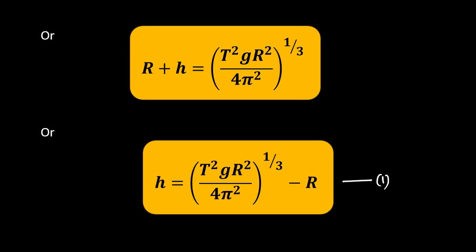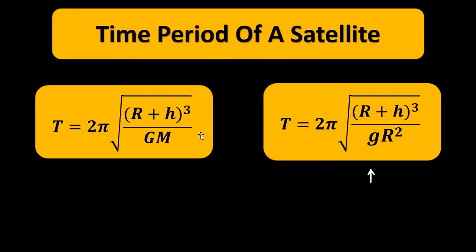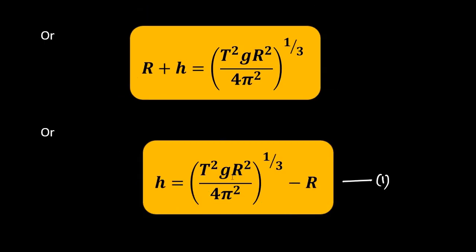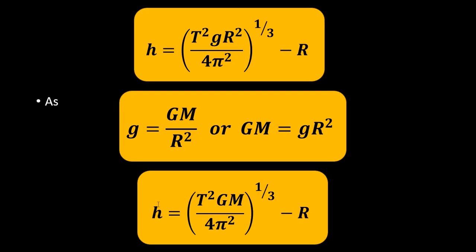Another expression is using the second formula, which involves GM in the denominator. As we all know, acceleration due to gravity, small g, is equal to GM by R square. So GM, capital G capital M, is equal to small g capital R square. So in place of gR square in the formula which we derived, we can substitute it with GM. So we'll get another expression for height of the satellite, which is equal to (capital T square, capital G, capital M by 4 pi square) to the power 1 by 3 minus R. This is the second expression of height above the surface of the earth.